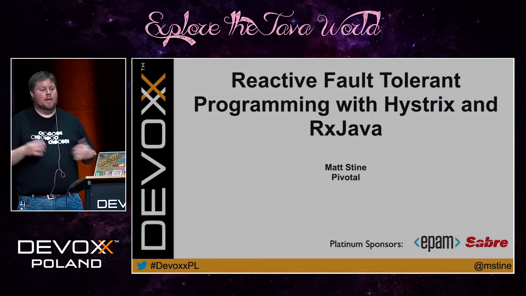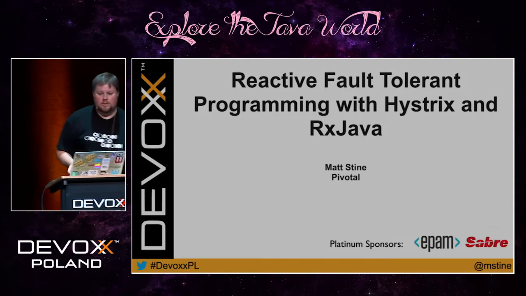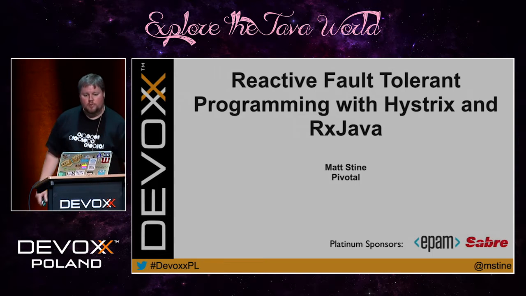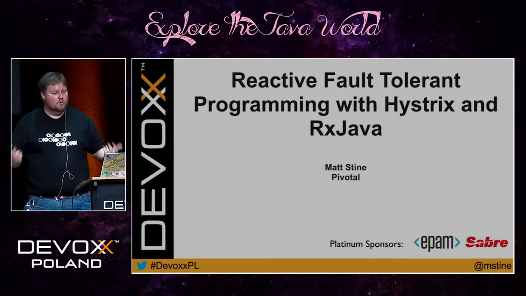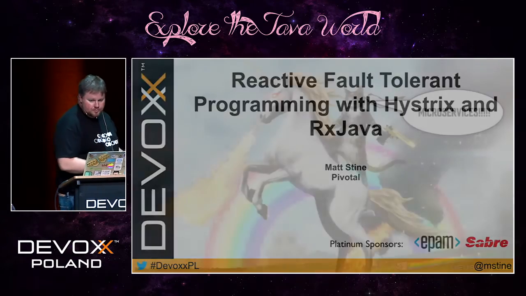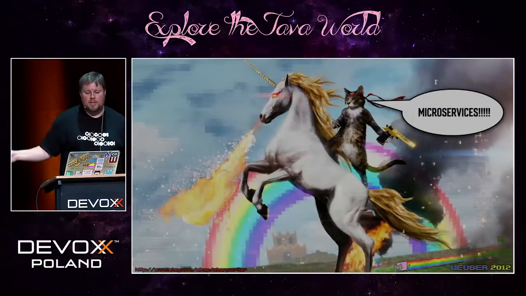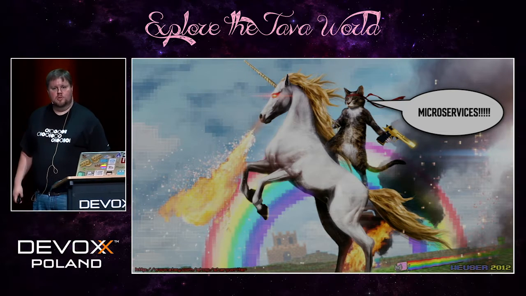So we're going to talk about reactive and fault-tolerant programming at the same time, and we're going to talk about that within the context of Hystrix and RxJava, both frameworks that came from Netflix that do very different things but work well together. Now, as most of my talks are, this is in fact also a microservices talk.